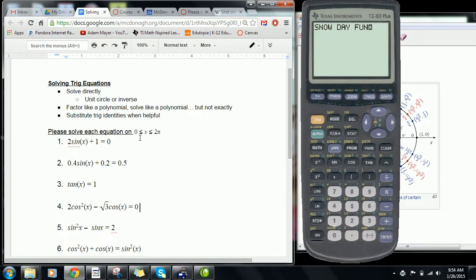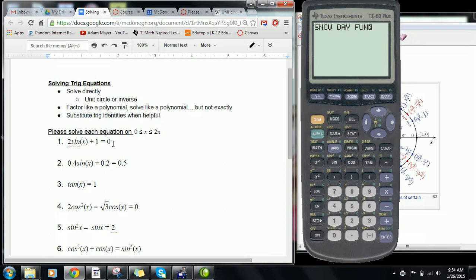First of all, we're going to solve each of the following on a particular interval, recognizing that there are probably going to be an infinite number of solutions because of the cyclical, periodic nature of these functions. So usually we're given a specific interval over which we're going to find the solutions. Let's take a look at the first two. The first two fall into the category of just solving directly, using ultimately either the unit circle or trigonometric inverse functions, the arc sine, arc cosine, etc.